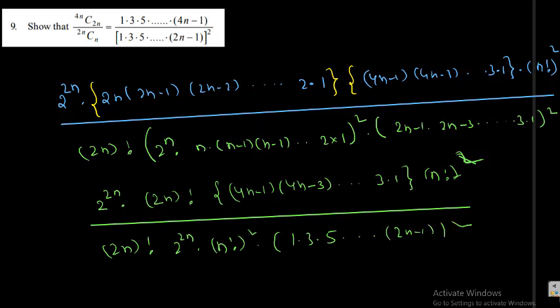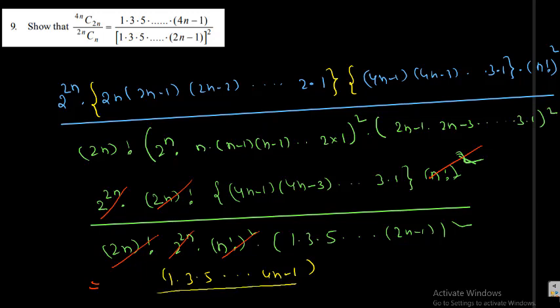Now some cancellations: 2n factorial, 2 power 2n, n factorial square. So what is left with us, I will write 1 into 3 into 5 and so on up to (4n minus 1), by 1 into 3 into 5 and so on up to (2n minus 1) square. So this is nothing but RHS. Therefore LHS is equal to RHS.